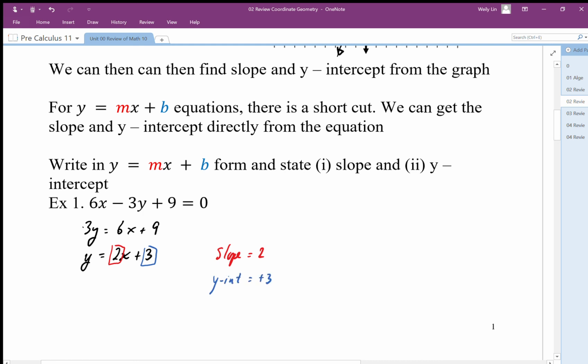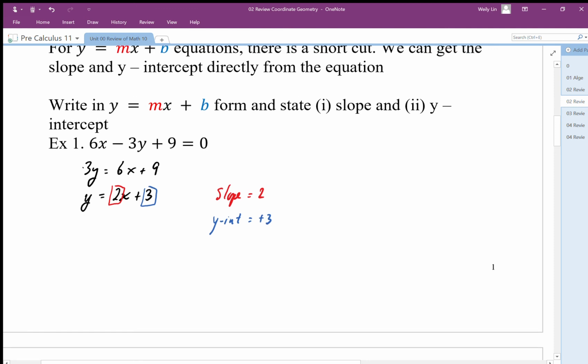And we can easily sketch a graph of this by using those 2 points. Starting at our y-intercept, we can start at y equals 3 and then go up or down using the slope. So 1 over, 2 up. There's our point, 1 over, 2 up. There's another point, 1 over, 2 up. And we can sketch our graph based on that slope and y-intercept.